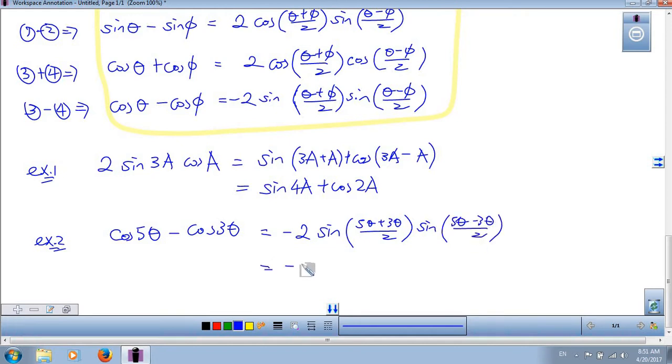So this becomes the product of -2 sine of 4 theta times sine of theta, right? 5 minus 3 is 2 theta. 2 theta divided by 2 is 1 theta. So this becomes the equivalent expression here.